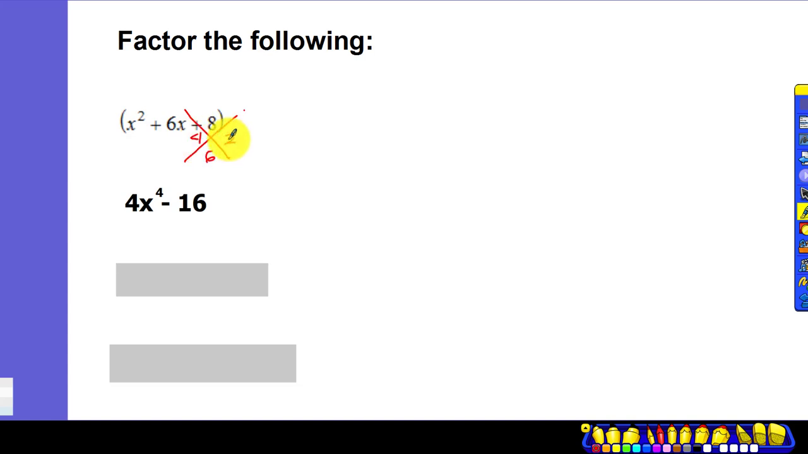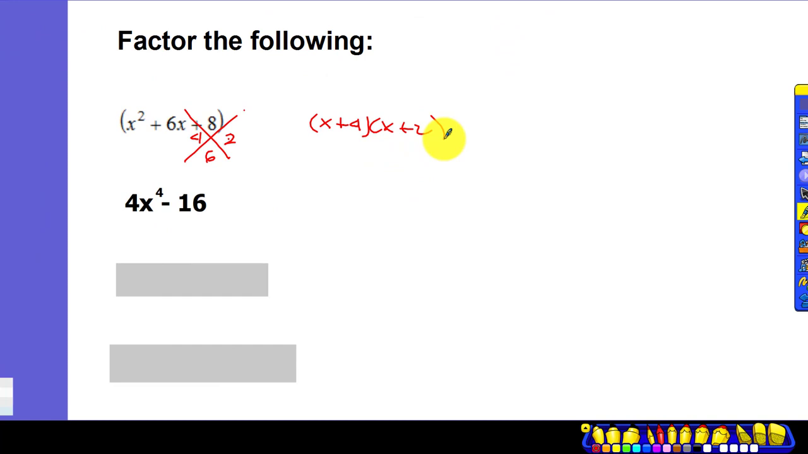So 4 times 2 is 8. 4 plus 2 is 6. So this is the correct combination. So we are going to get x plus 4 and then x plus 2. Okay, we're done with the first one. For the second one, check if you have any GCF.